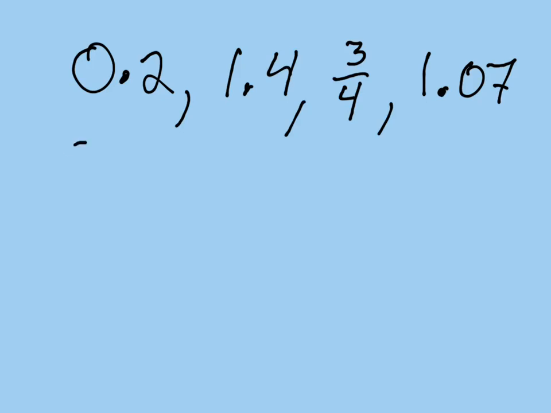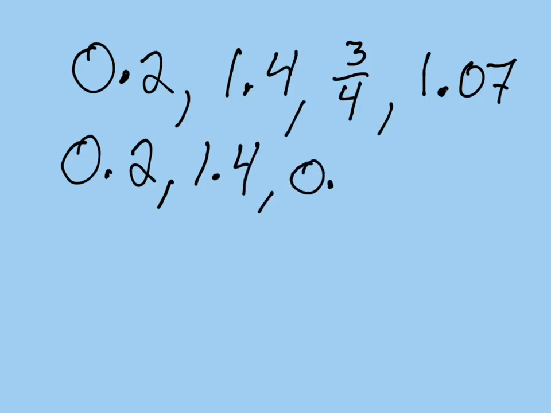And so we would write 0.2, 1.4, 0.75. And if you don't remember how to turn fractions into decimals, look at the previous video. And then 1.07.